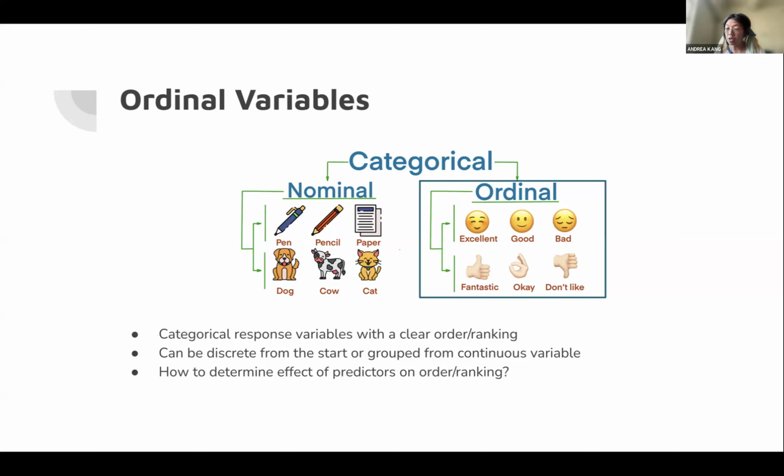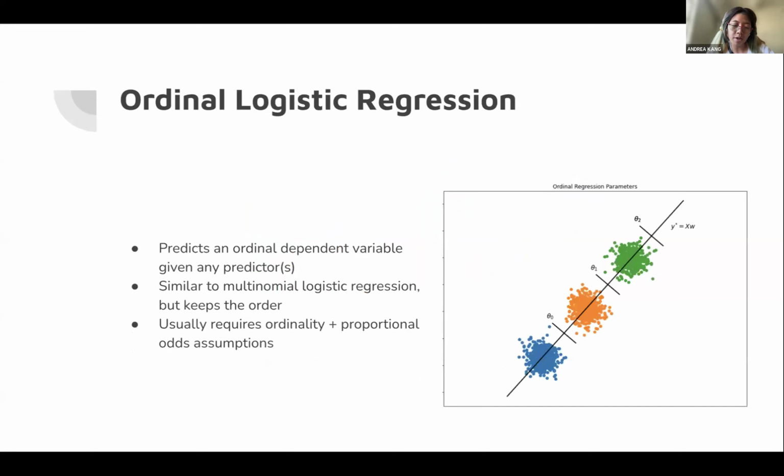So the main question is, how do we determine the effect of the predictors based on the order or ranking provided in the target variable? That's where we have ordinal logistic regression. It predicts an ordinal dependent variable given any predictors. It is similar to multinomial logistic regression. However, multinomial logistic regression identifies multiple categories but removes the order in the process. Ordinal logistic regression does not do that whatsoever. It maintains the order throughout.